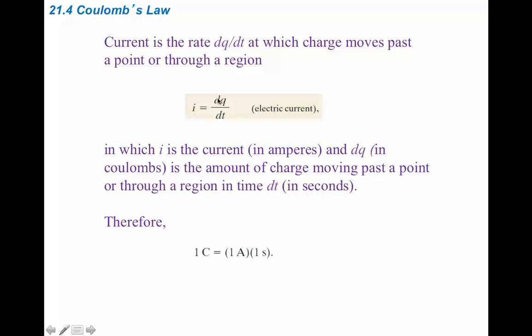And so then we can see the definition of a coulomb. The coulomb is actually defined in terms of an amp. 1 coulomb is 1 amp times 1 second. 1 coulomb is a huge amount of charge. We usually don't deal with coulombs, but microcoulombs or even smaller.